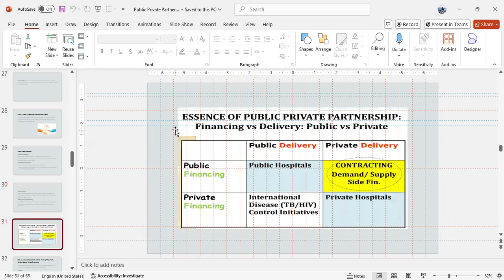Essence of public-private partnership: finance versus delivery, and then public versus private. When there is public financing and public delivery, these are public hospitals. With public financing and private delivery, these are contracting, demand or supply side. When there is private financing and public delivery, these are international diseases, TB or HIV control initiatives. When there is private financing and private delivery, these are private hospitals.